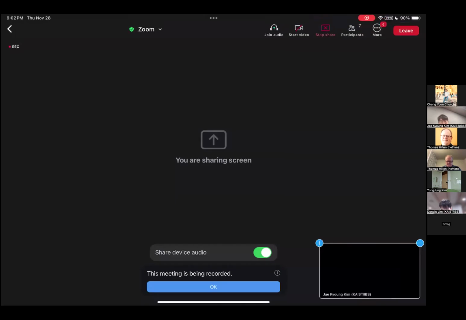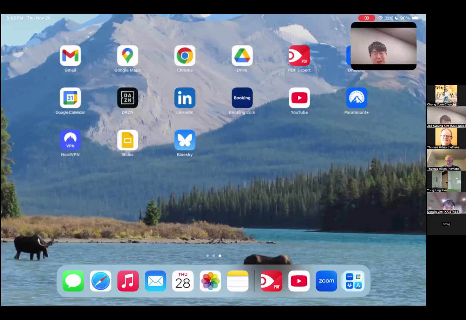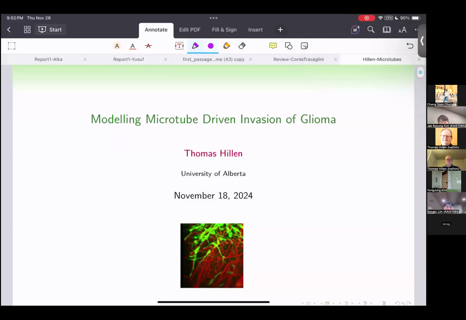And Dr. Hillen is also well known for his textbook, Mathematical Modeling with Differential Equations. Today he will talk about modeling microtube-driven invasion of glioma. So let's welcome Professor Hillen.